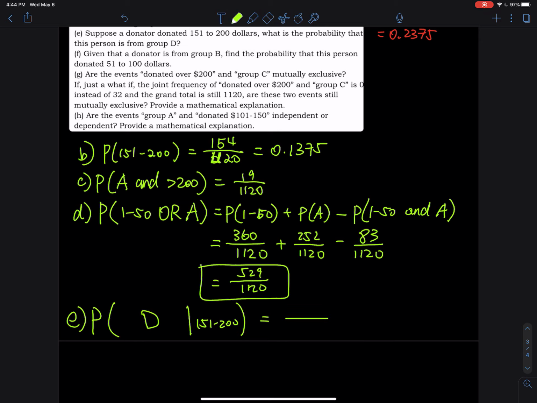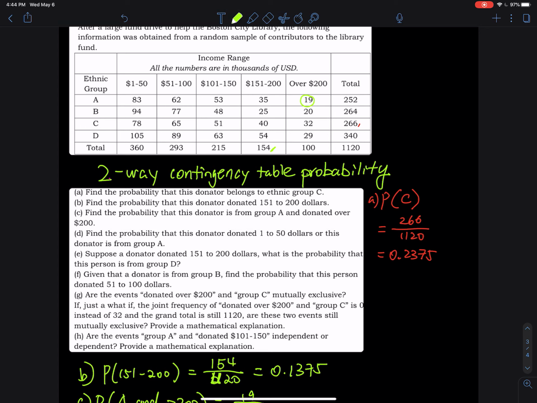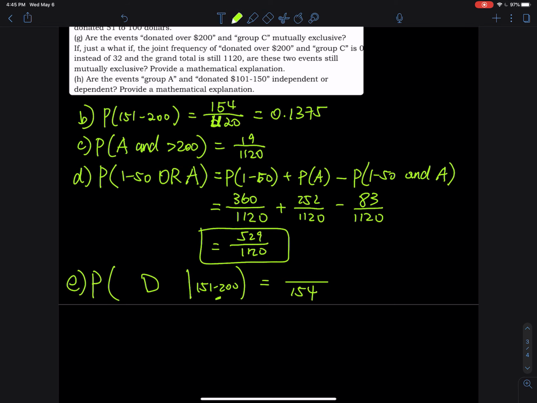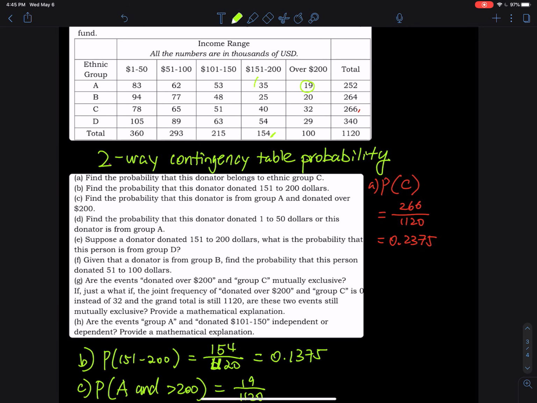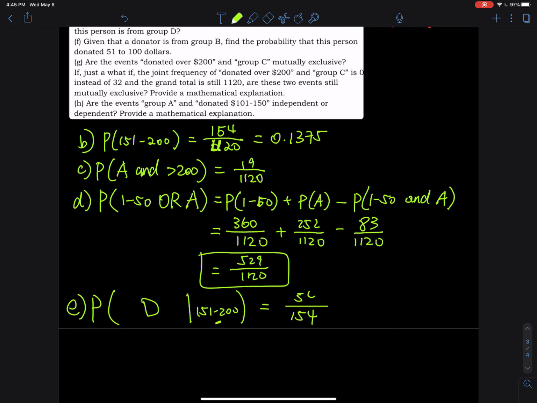The strategy is you look at the given, so that is $151 to $200. And then you look for the column total, and you put the column total in the denominator. So if you look up, the column total is 154. All right, 154, column total. So we have 154, and then we are locked in this column. In this column, which number corresponds to group D? That is 54, right? So we put the 54 on top, because in that column, 54 people are from group D. So that is your probability. It is just that easy.